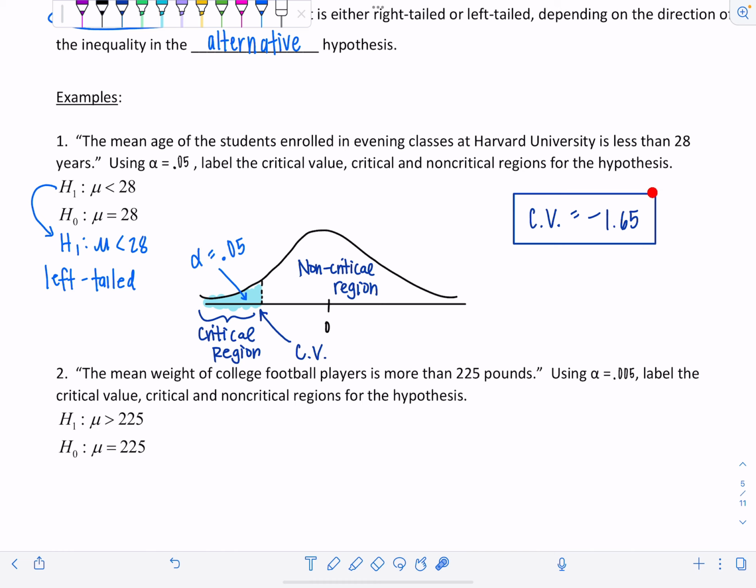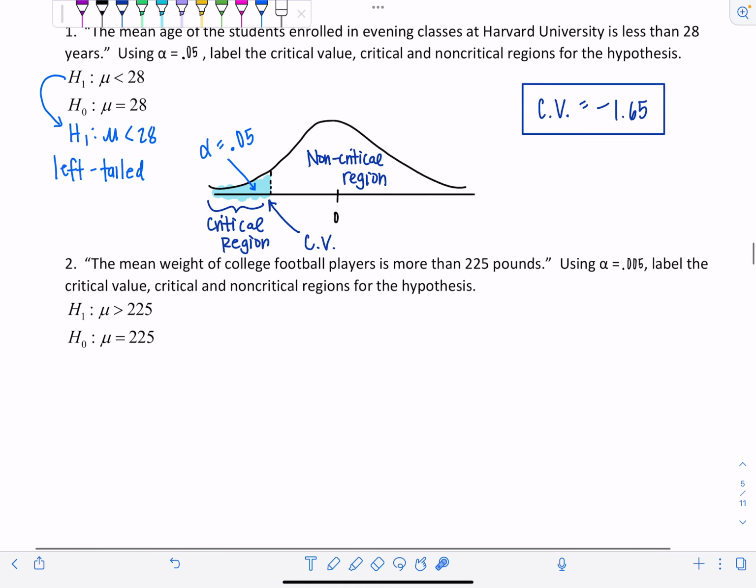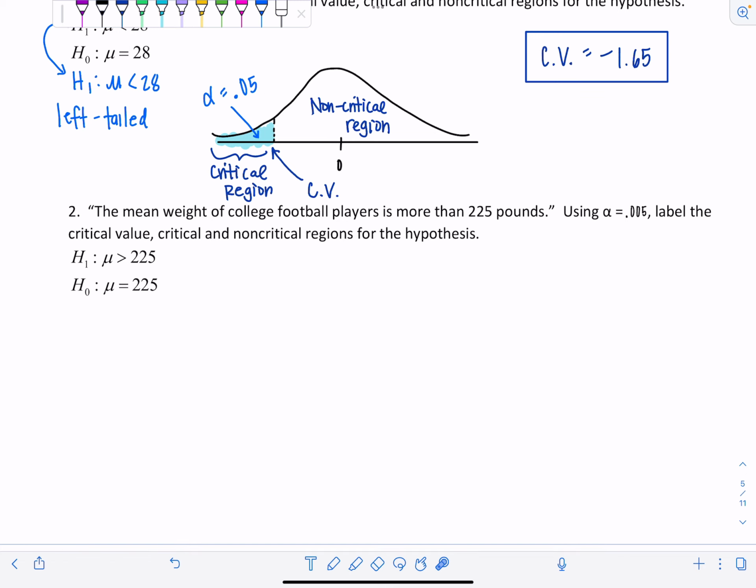But if you put some of those z sub alpha over 2s on a note card, it might be helpful. Let's look at another. The mean weight of college football players is more than 225 pounds. Using alpha equals 0.005, label the critical value, critical, and non-critical regions for the test.